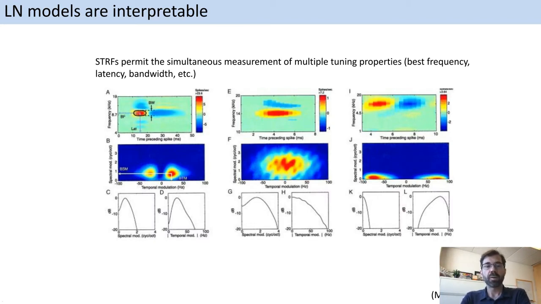You can look at the linear filter and you can see what sound features are encoded by the neuron. And so this can be used, for instance, to measure the best frequency or the bandwidth of the responses of the neurons. And using this approach, a number of studies have developed basic models of what's going on in the auditory periphery and how sounds are represented at that stage of processing.